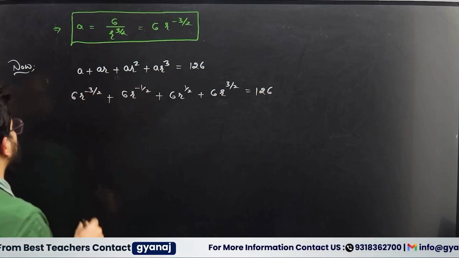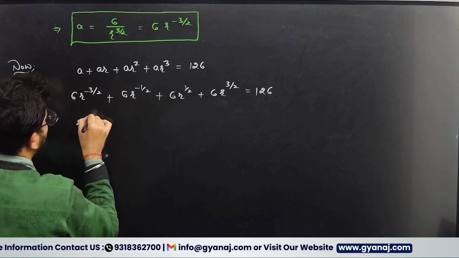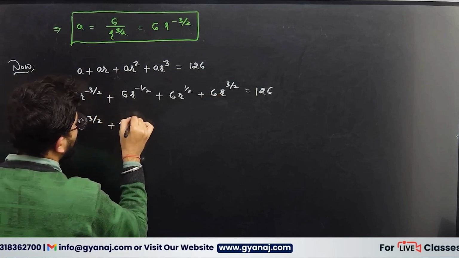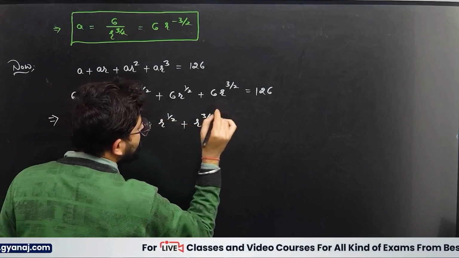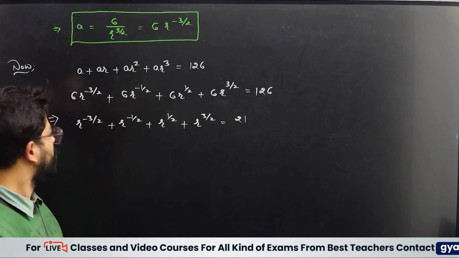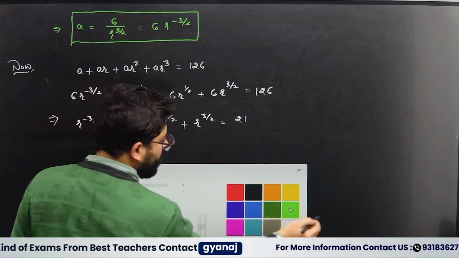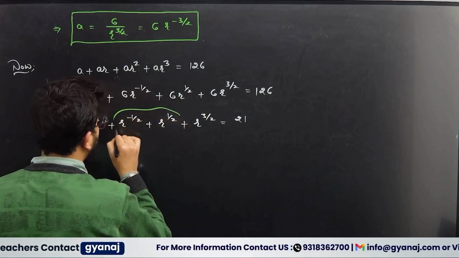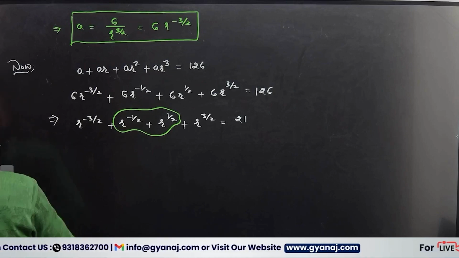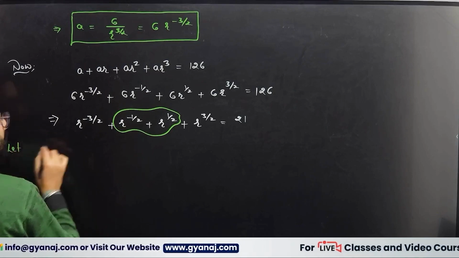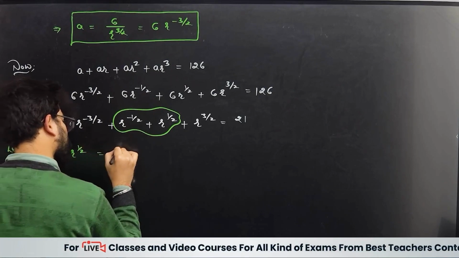So from here we can clearly divide by 6 on both sides. You have R power minus 3 by 2 plus R power minus 1 by 2 plus R power 1 by 2 plus R power 3 by 2 equal to 21. Now let R power minus 1 by 2 plus R power 1 by 2 be equal to some M.